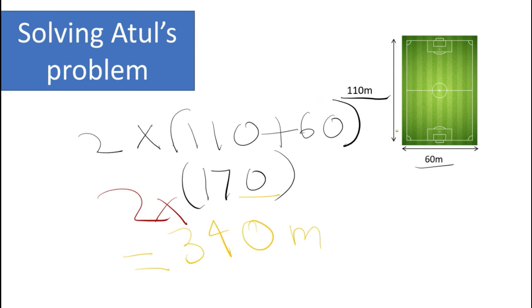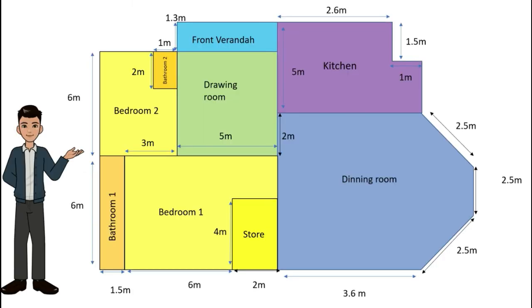Okay, so now I have a challenge for you. Now this is the floor plan of Bholi's house. Okay, now the challenge is to find the perimeter of her house, the perimeter of this house. Okay, so this is your challenge. Okay, so I want you to comment down your answers and I will check them.